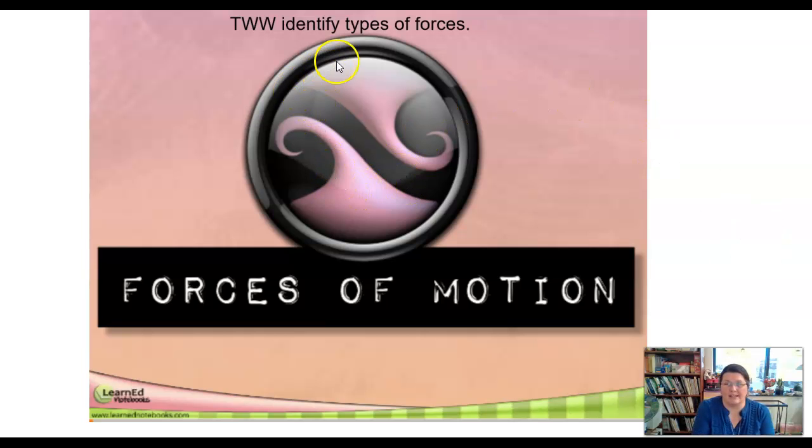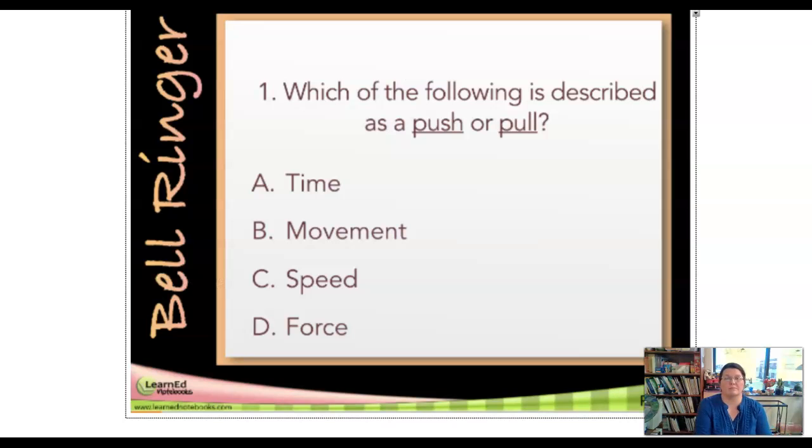Today we're going to identify types of forces. You are going to need your Forces of Motion book. We're going to be working on the bell ringers. Bell ringer 1. Which of the following is described as a push or pull?